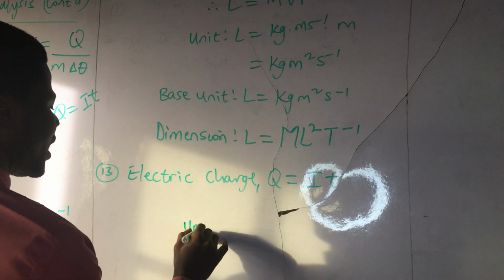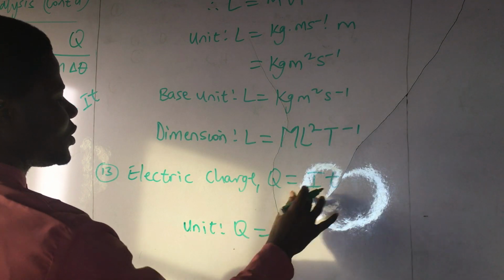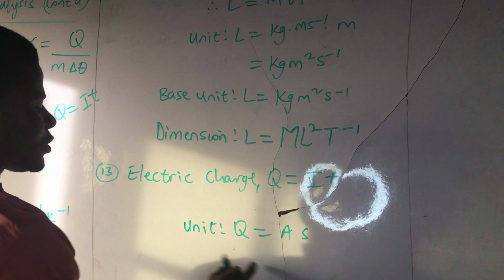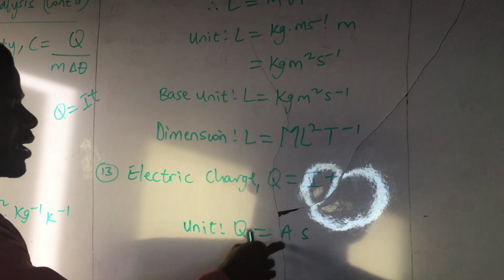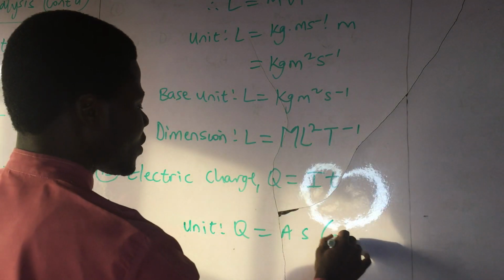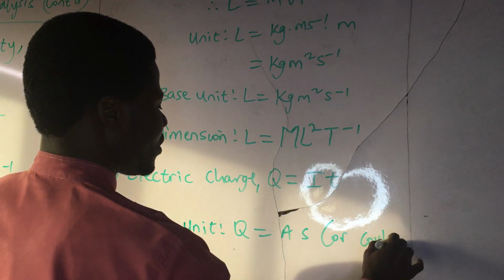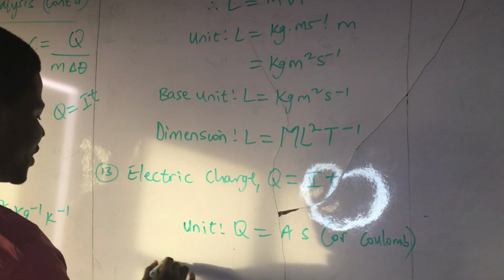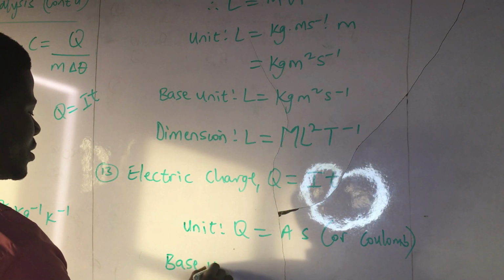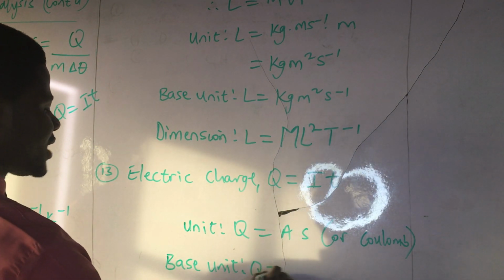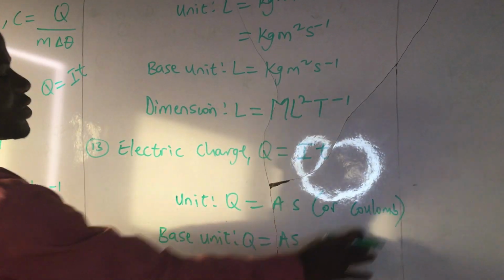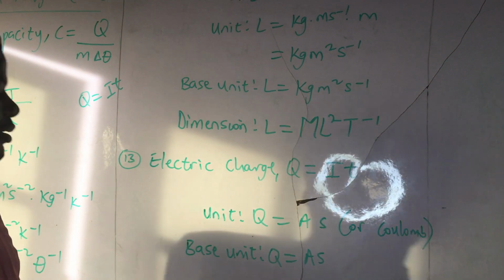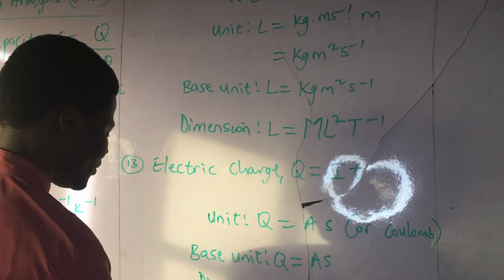Okay? Units now. Unit of current is ampere, time is seconds. Okay? So unit of electric charge is As, or what we call what? Coulomb. Coulomb is the unit of charge. So this becomes the base unit. The base unit of charge is As. Unit of charge is coulomb. So 1 coulomb is the same thing as 1 ampere second. Alright, dimension now.